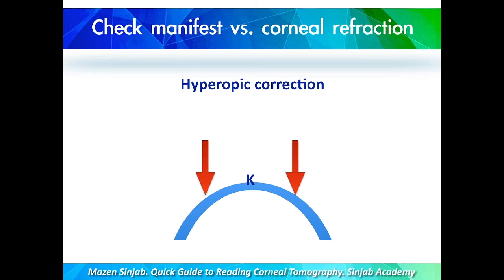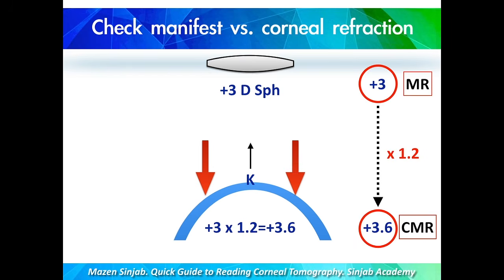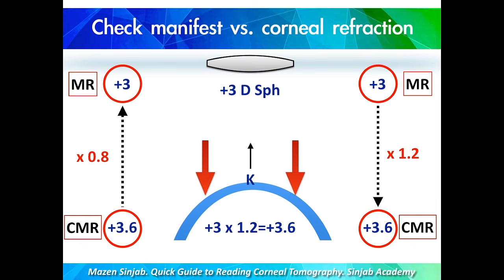The same can be said in hyperopic correction. In hyperopic correction, the K readings will be increased by 1.2 per +1 diopters of hyperopic correction. And if we take this example, +3 diopter sphere will lead to an increase in K readings of +3.6 diopters. In other words, we can say that +3 manifest refraction equals +3.6 corneal manifest refraction, and vice versa. +3.6 corneal manifest refraction equals +3 manifest refraction.